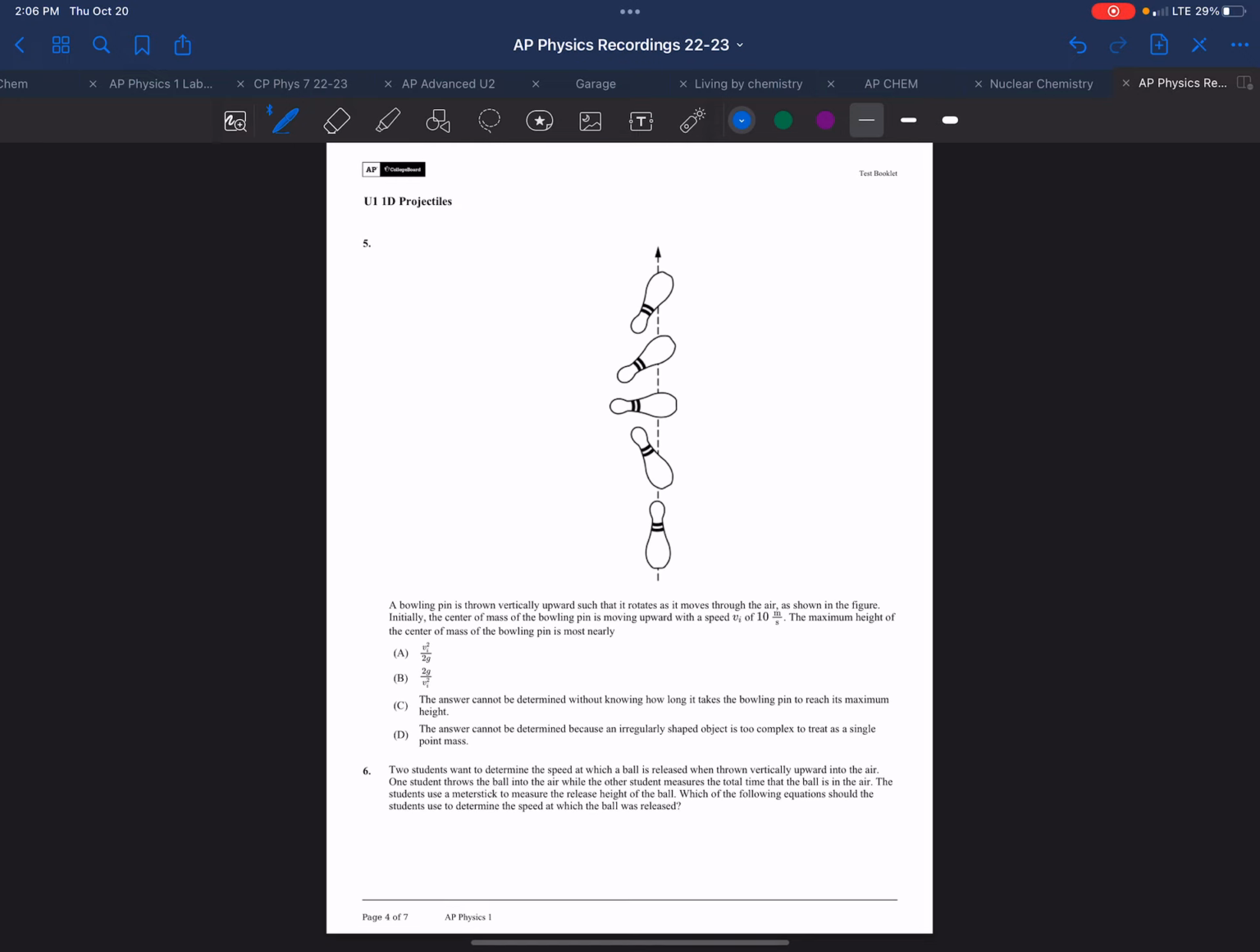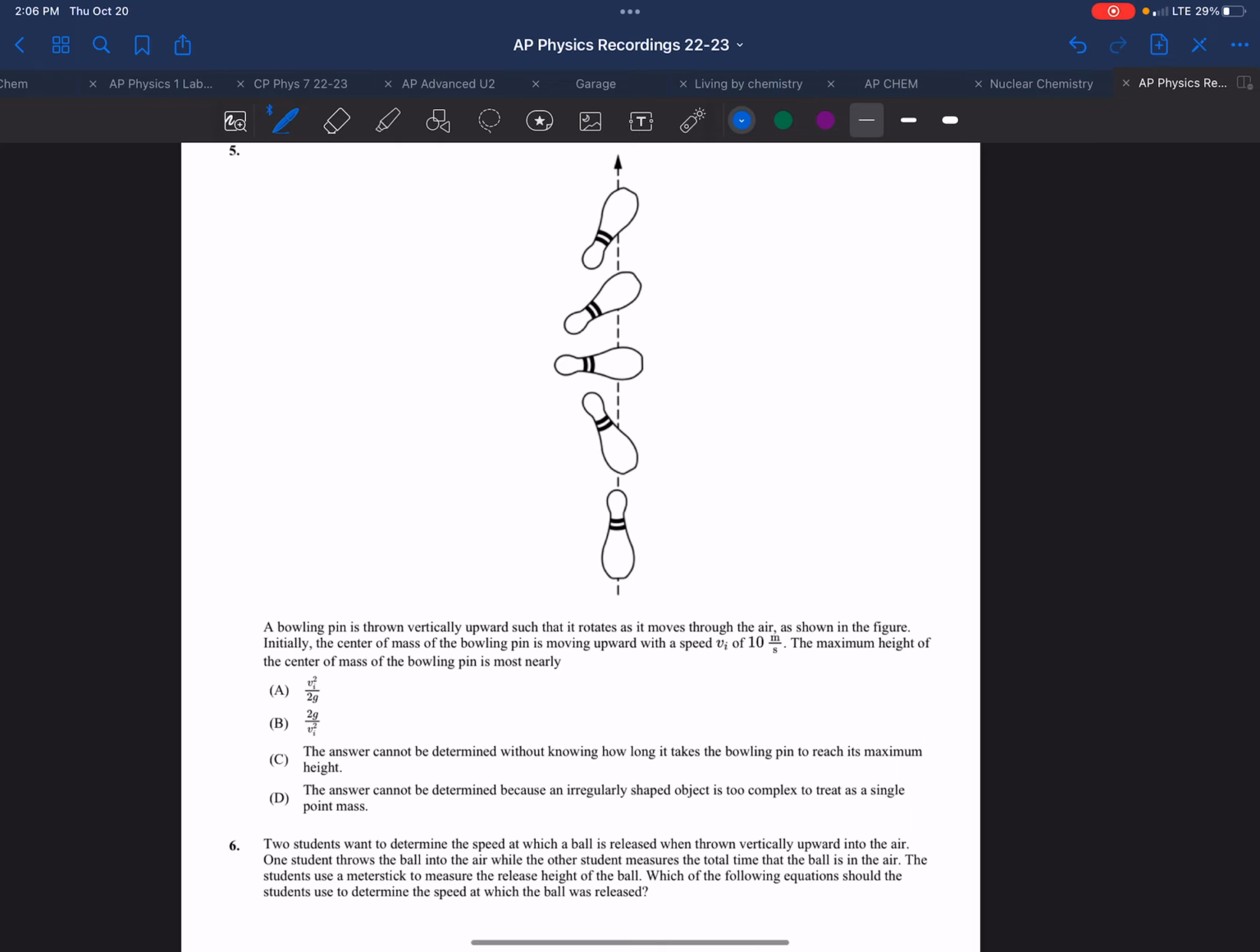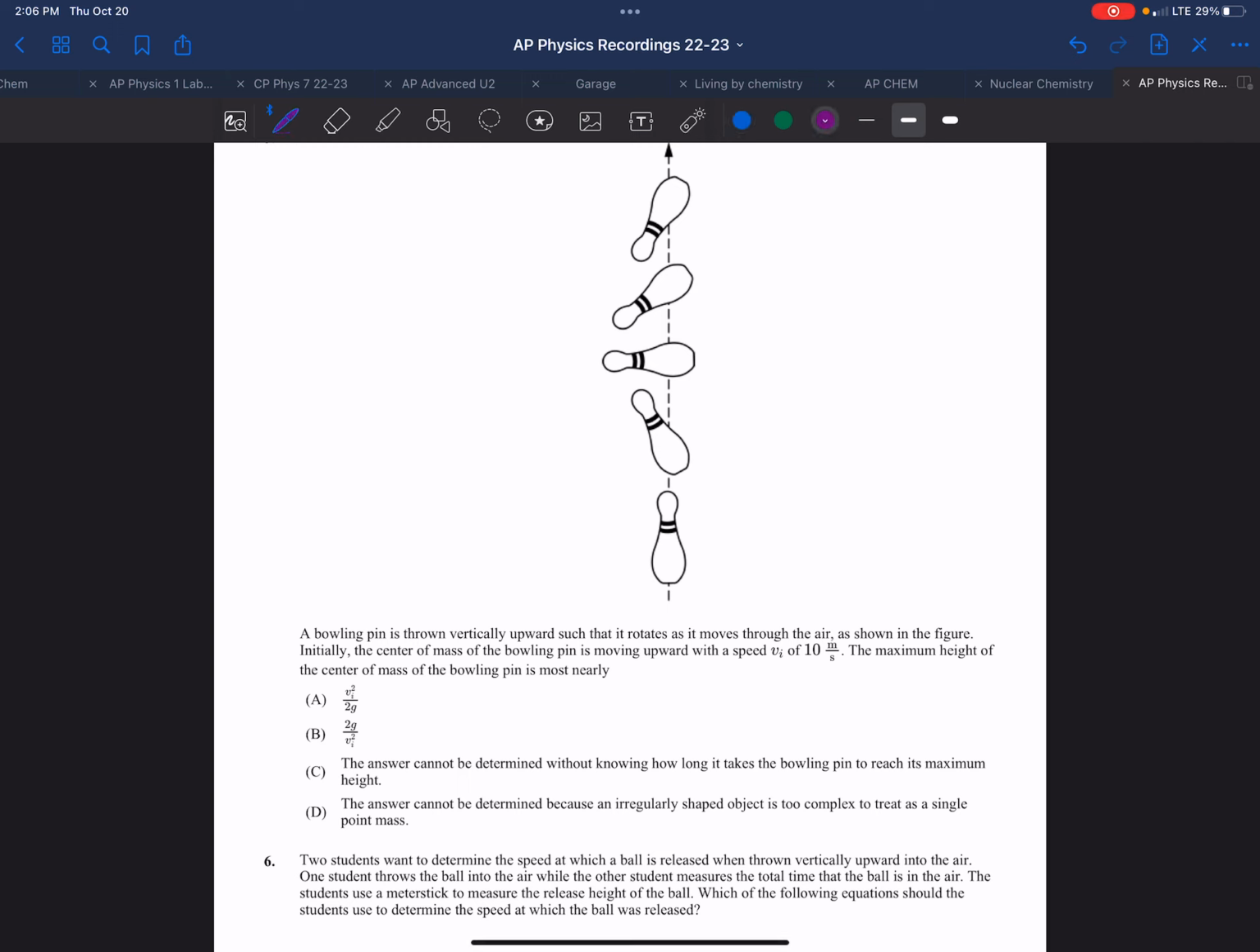The last one here, we have a bowling pin, and this is a great way to apply center of mass. So the center of mass might be there, and there, and there, and there, and there. And how I know that is, of course, if we take this bowling pin and reduce it to a point object, it would reduce to its center of mass, and I know its center of mass would move vertically along a straight line. So that's how I know where the center of mass would be.